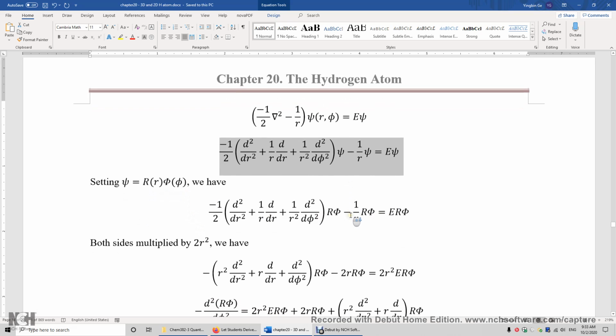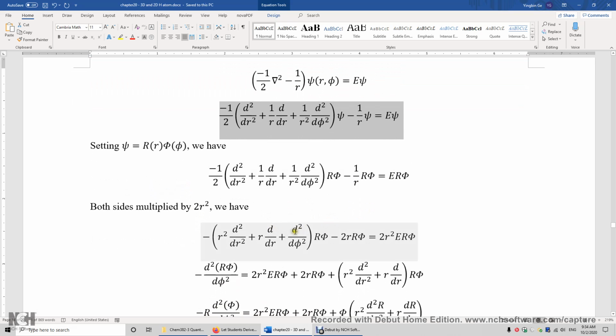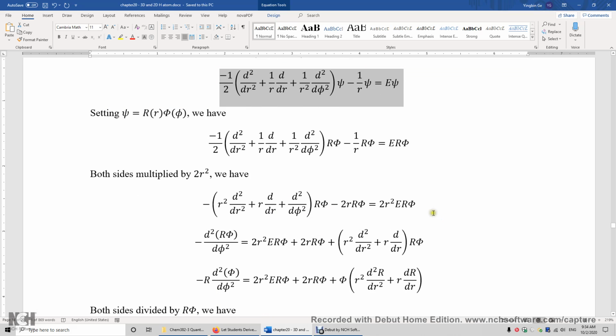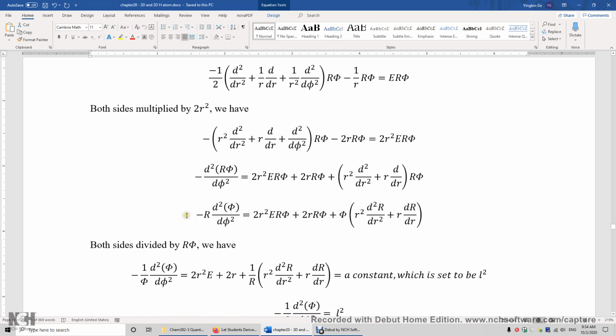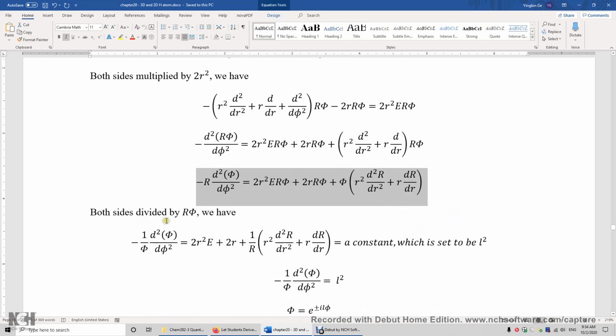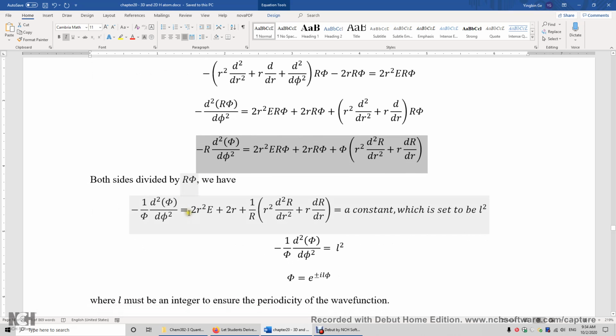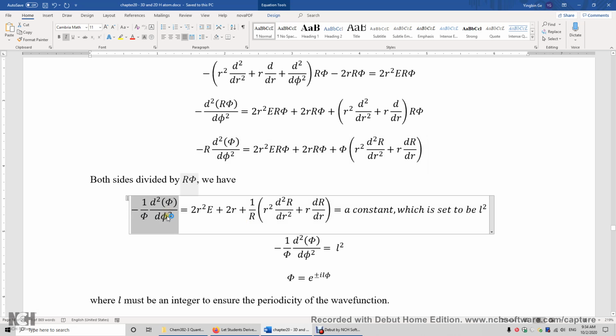So we just plug it in and we do some mathematical simplification and the separation. We got this result. And both sides divided by r times phi. So this is just a wave function of the electron, and we can successfully separate phi from the variable r. So over here, the left-hand side only depends on phi. The right-hand side only depends on the radius r.